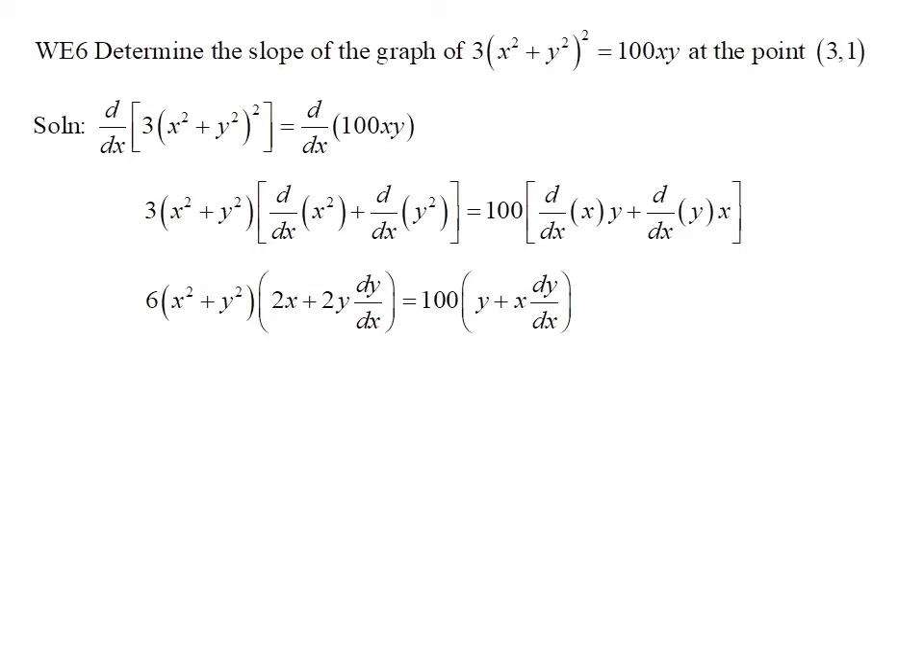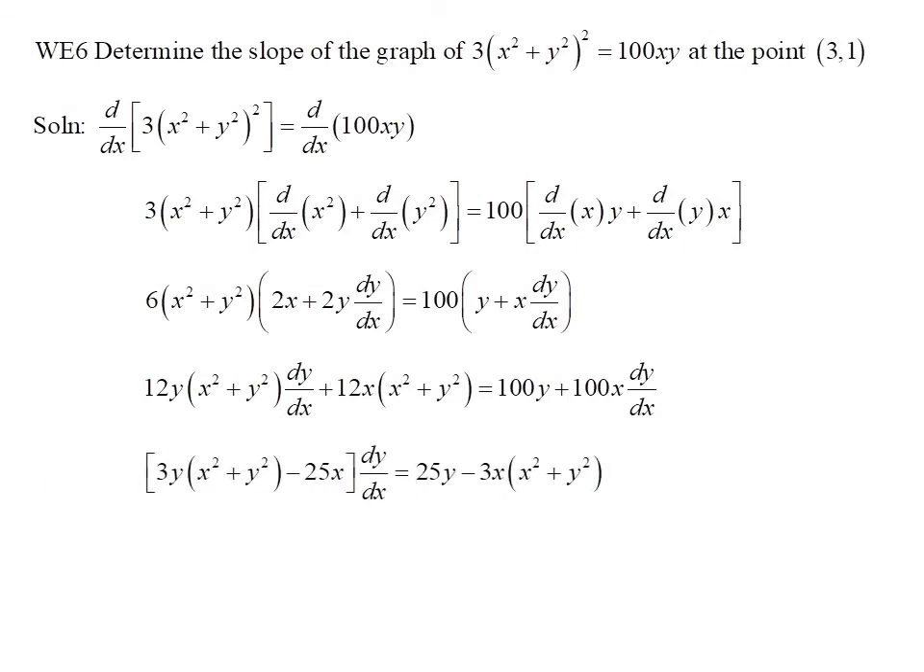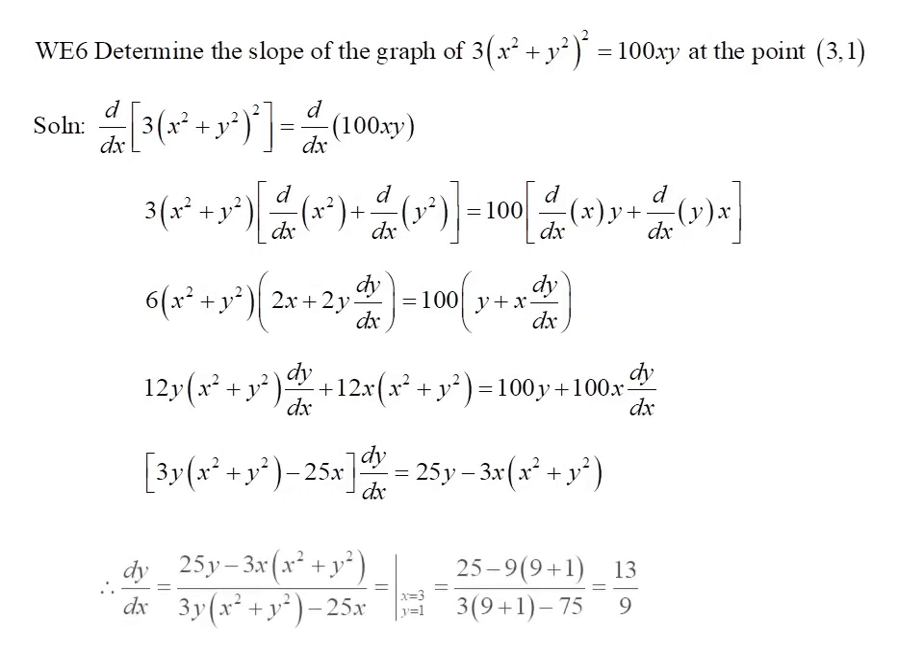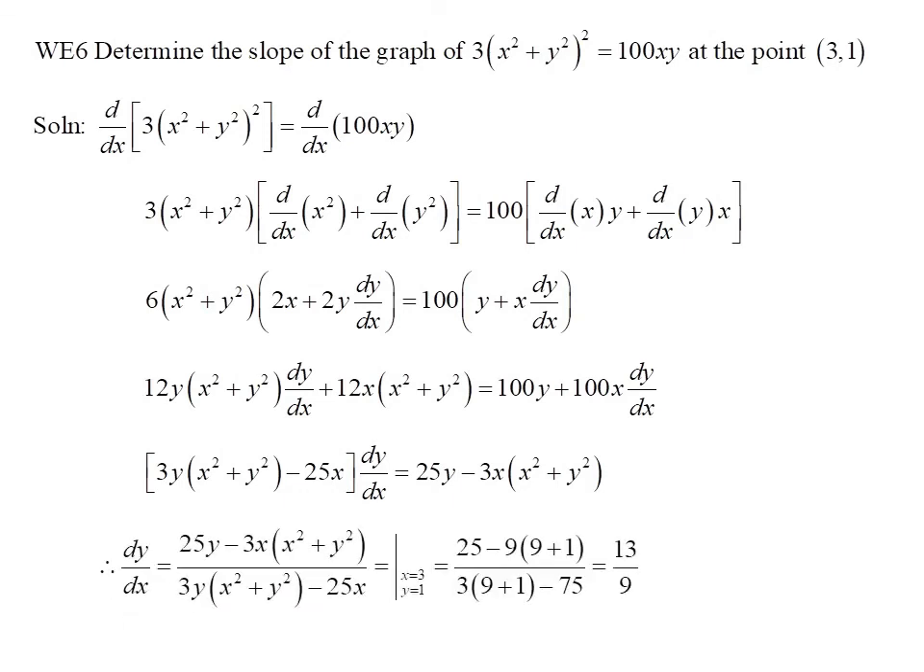After expanding the brackets and moving the terms with dy by dx to the left side of the equation, while moving the terms without dy by dx to the right side, dy by dx is factored out, which equals the ratio of 25y minus 3x times (x squared plus y squared) to 3y times (x squared plus y squared) minus 25x, which equals 13/9, after substituting x by 3, y by 1, respectively.